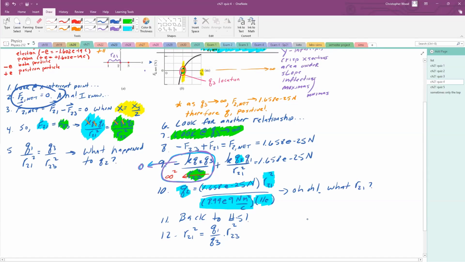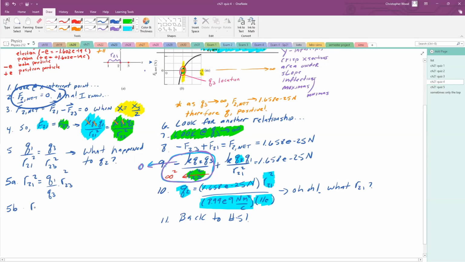You know what I better do? I'm going to backspace over here. I'm going to call this 5A. I'm doing that because the R23 in step 5 is different than the R23 in step 10. So 5A, I'm going to say the same thing: R21 squared equals Q1 over Q3 times R23 squared.